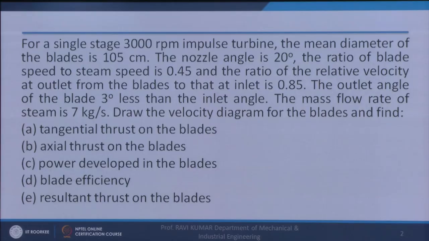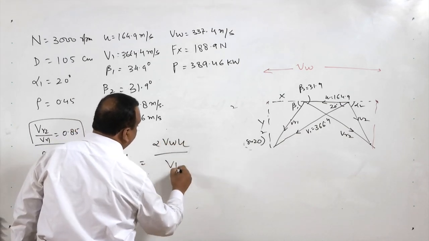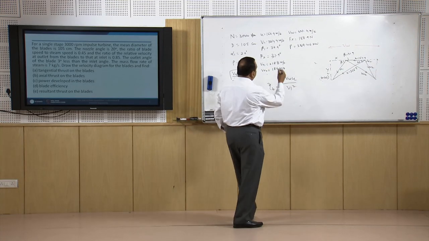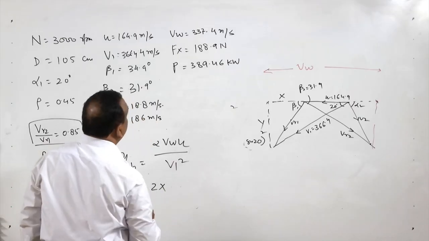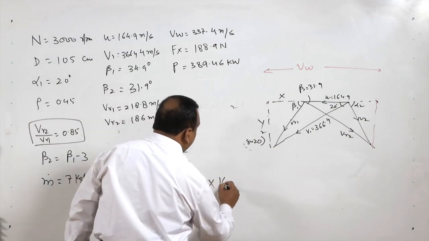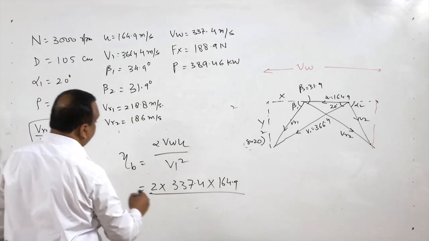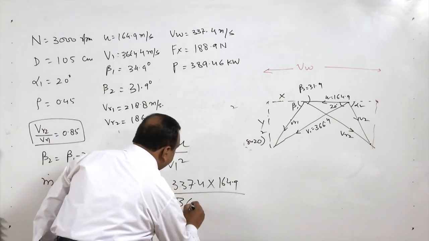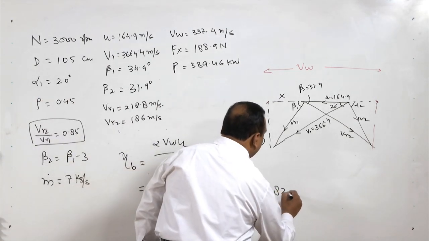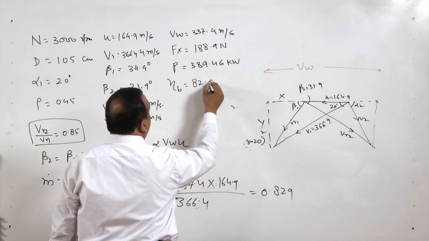Now, blade efficiency. Blade efficiency is 2 Vw u by V1 squared. It is the blade or diagram efficiency. Now, Vw is with us. So, 2 into 337.4 into u, 164.9, divided by V1 squared, where V1 is given here as 366.4. This will give the blade or diagram efficiency as 0.829. If you multiply this by 100, this is 82.9%.